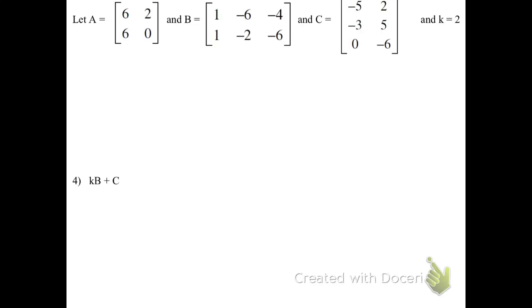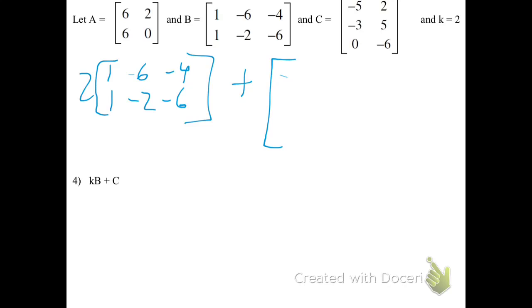Let's move on to K times B plus C. Remember, K is 2. So we have to do K times B, which is 1, -6, -4, 1, -2, -6. And we have to add C, which is -5, -3, 0, 2, 5, -6.